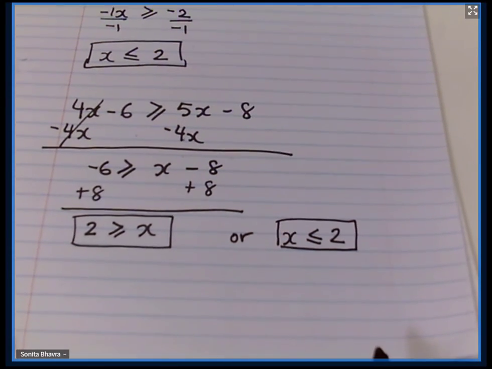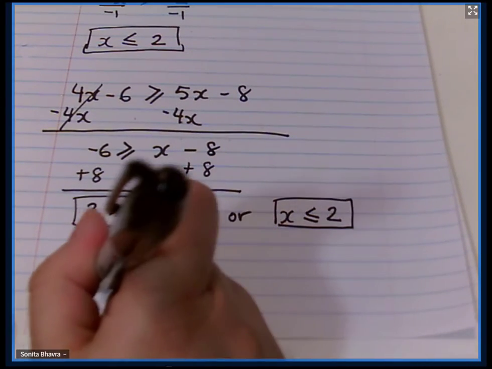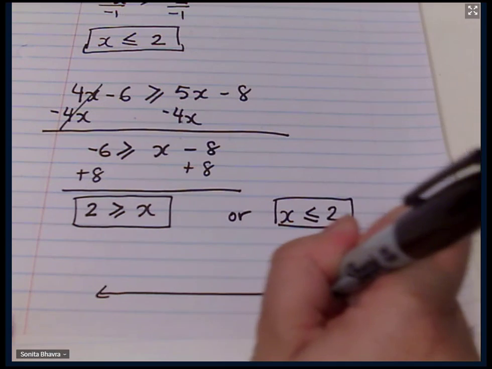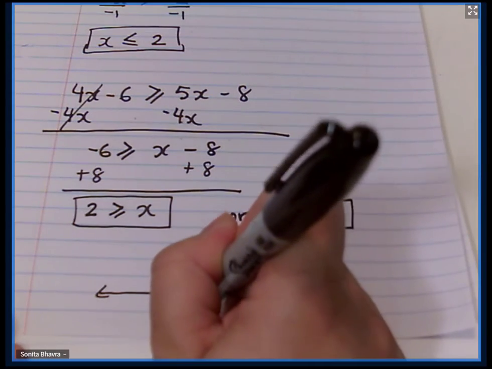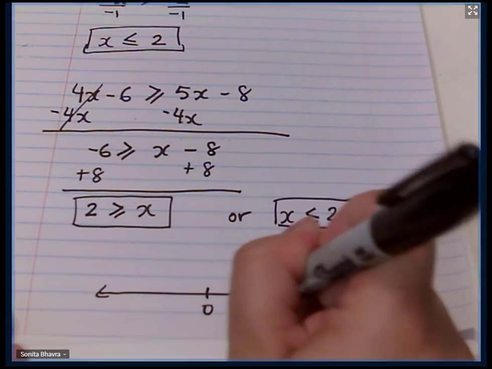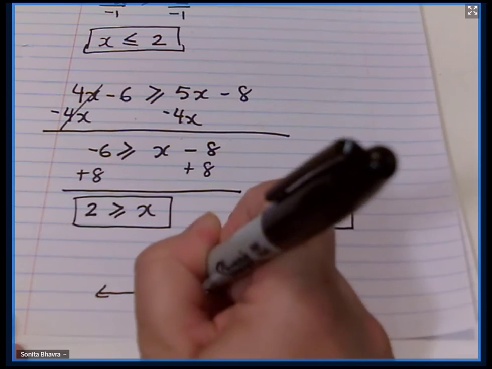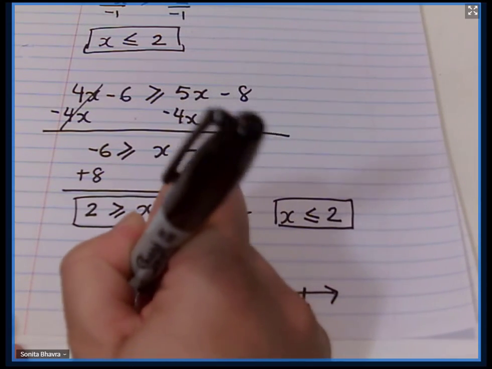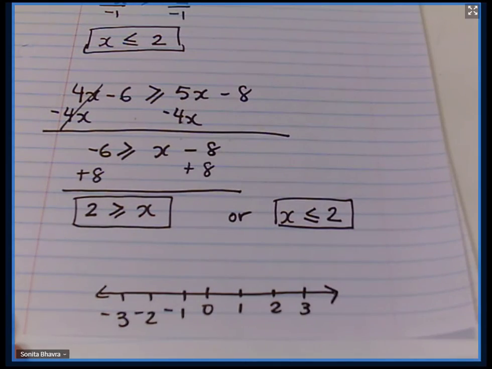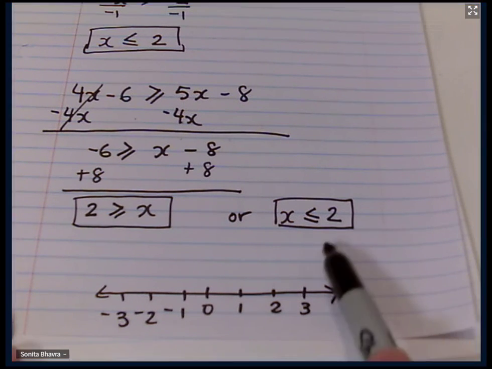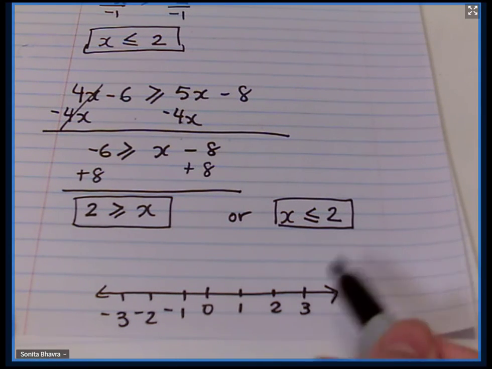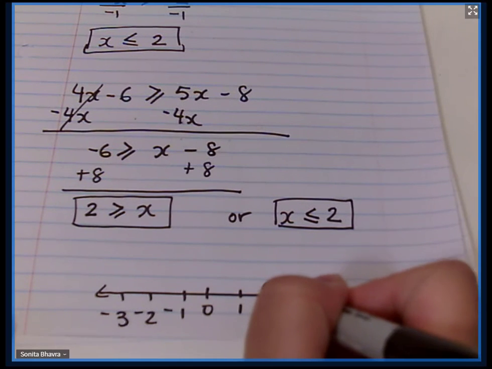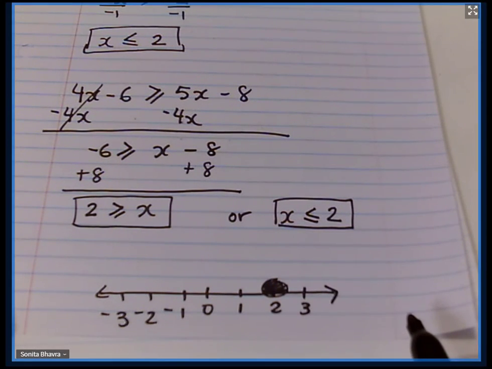All right, and the last step here would be to put this on the number line. So 0, 1, 2, 3, negative 1, negative 2, negative 3. So there's my number line. The 2 is included in the answer, so we close dot, and it is less than, so we would be drawing that to the left.